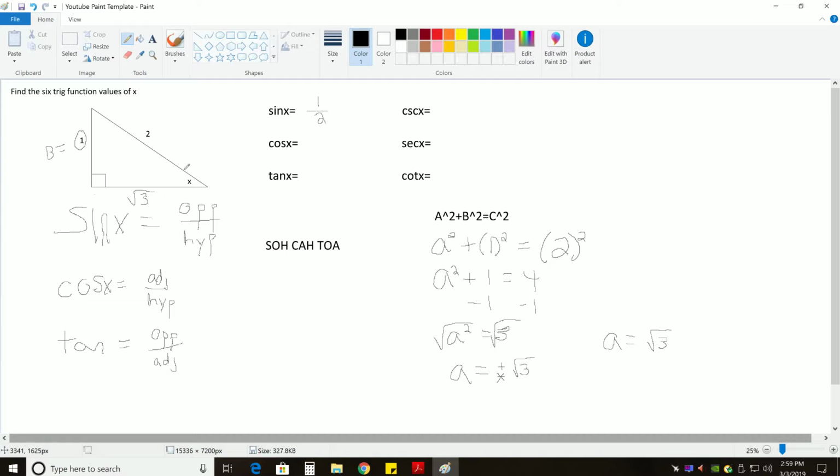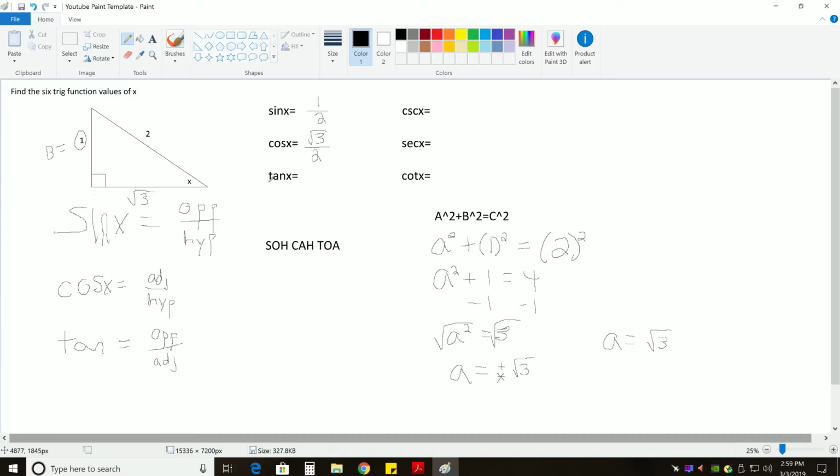And now we can find all 6 of our trig function values. Starting with cosine x, now that we know sine of x, cosine of x is adjacent over hypotenuse. So the adjacent is the square root of 3 over the hypotenuse, which is 2. So cosine of x is equal to the square root of 3 over 2.